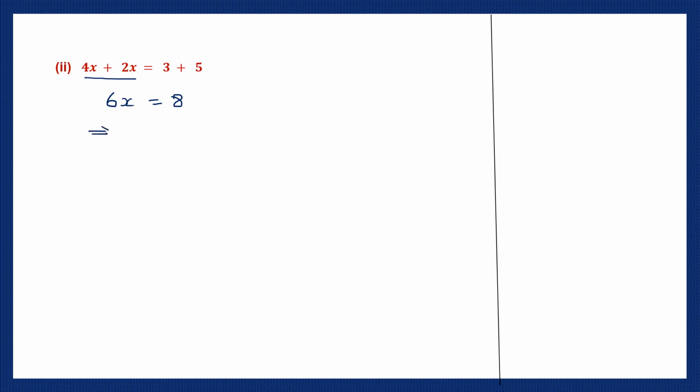So to solve for x, we write 8 divided by 6. So let's divide 8 by 6. Divide 8 by 6. 6 ones are 6, 8 minus 6 is 2. So here we get 1, 2 by 6.